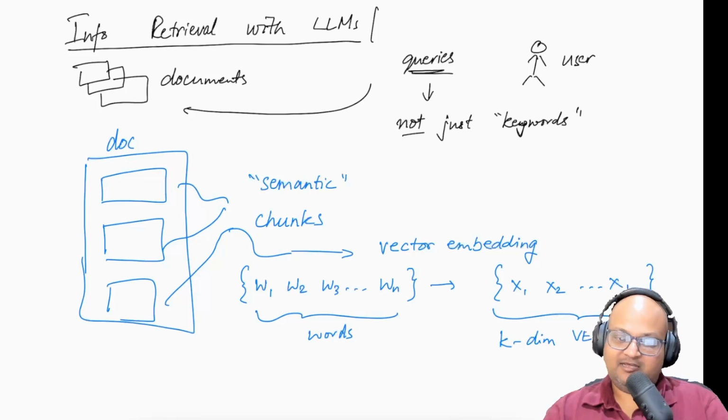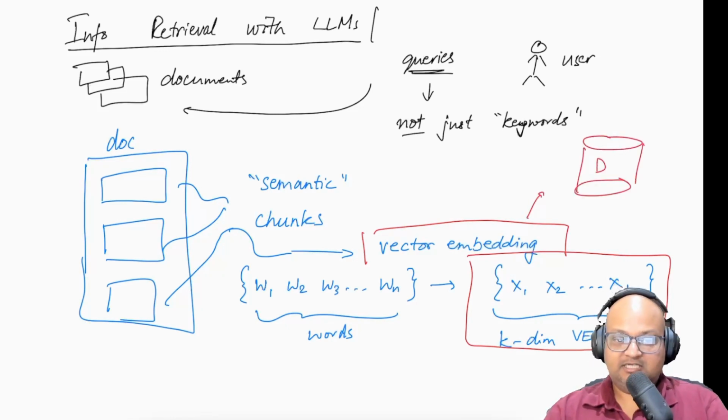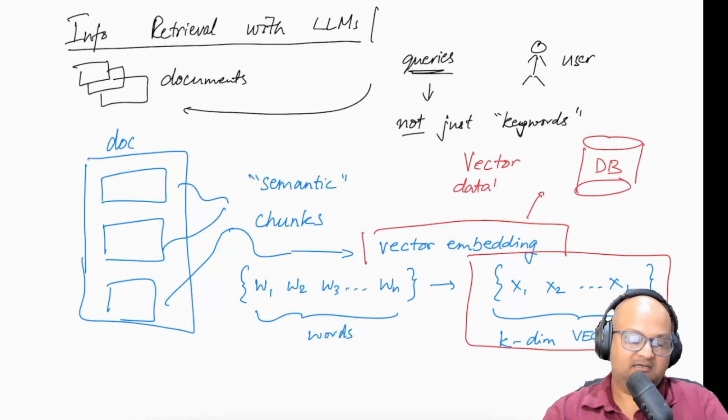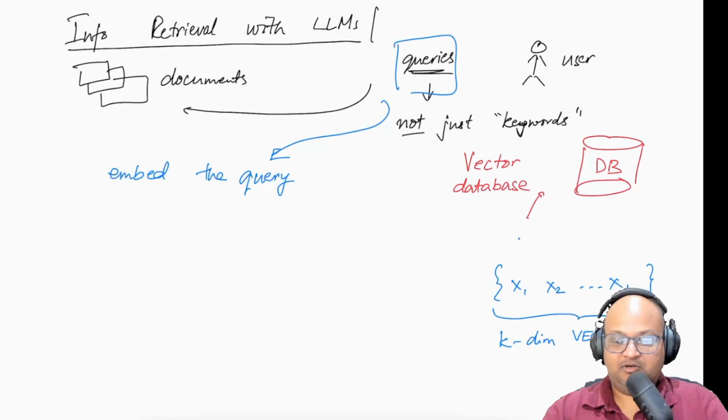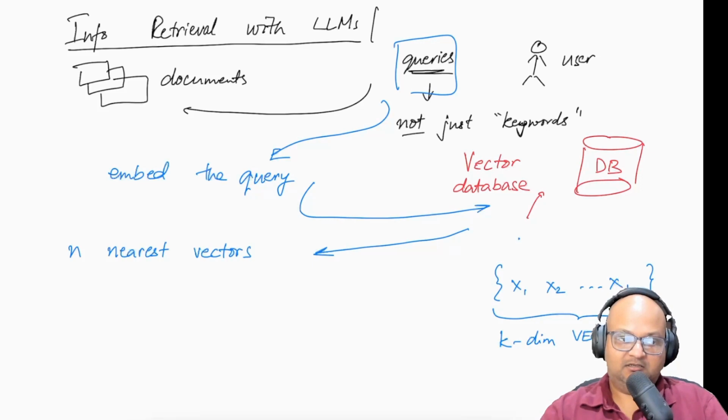But at a very high abstract level, what's basically happening is that you're taking the words in each chunk and transforming them into some very high dimension, k-dimensional vector. And all these vector embeddings get stored in what is called a vector database. You might have seen some of these things, like Pinecone. And then when it's time to query, you embed your query as well. Your query is also a natural language sentence. And then you look up the vector database for the n nearest vectors to your query.